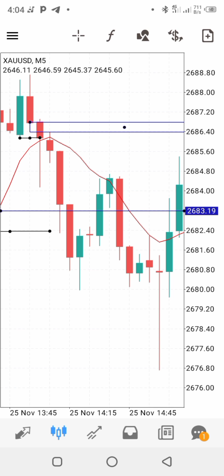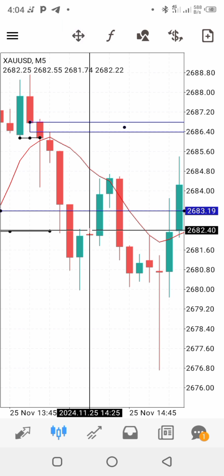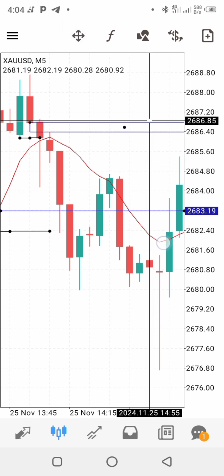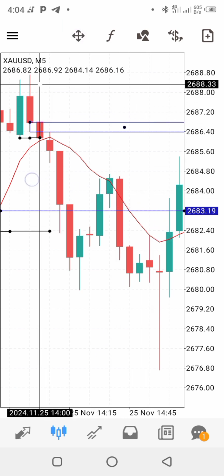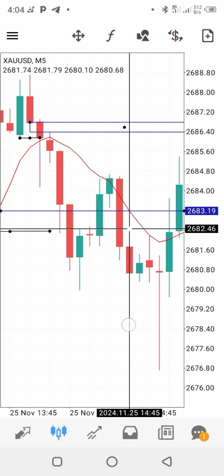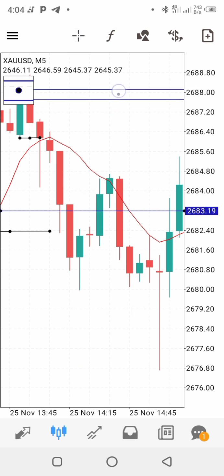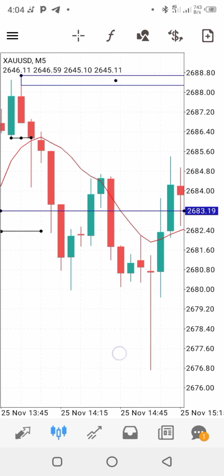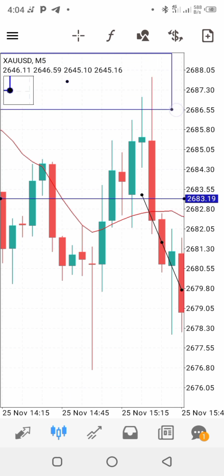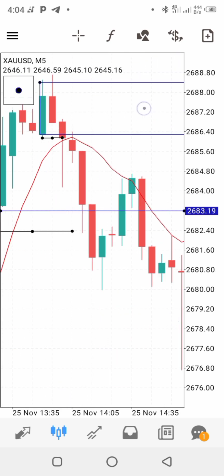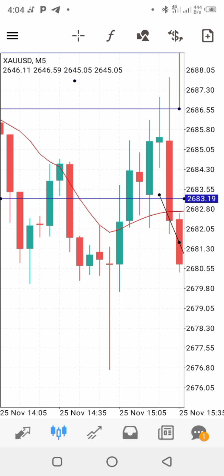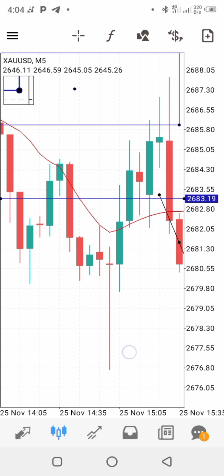Now the next thing you can do is, instead of just putting your stop loss above this imbalance, your stop loss should be above the last high created before price broke down. So you put it from this last high here, down to this level here.